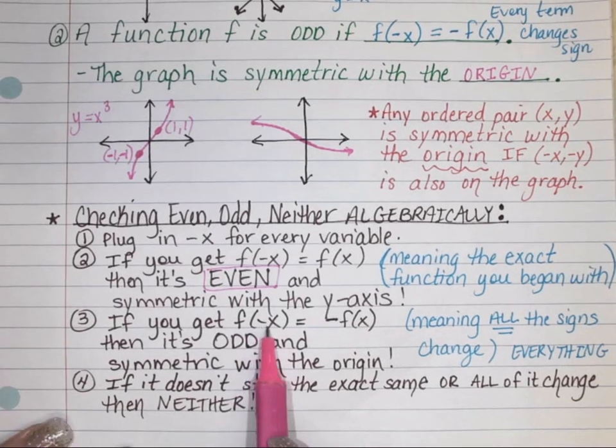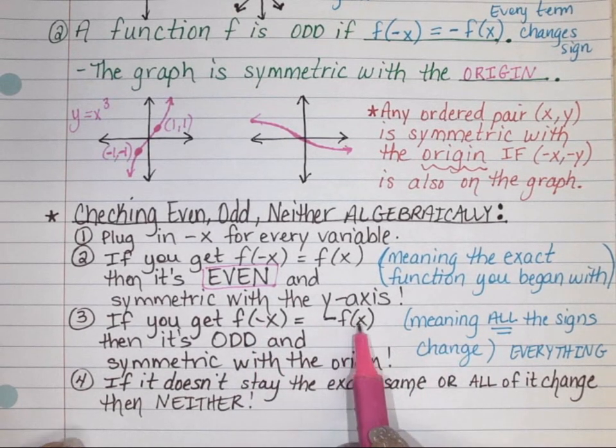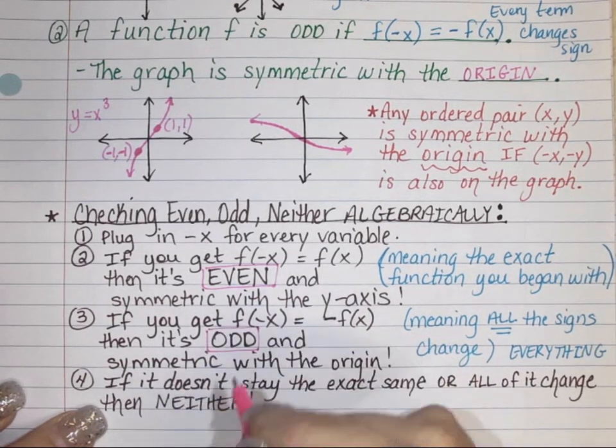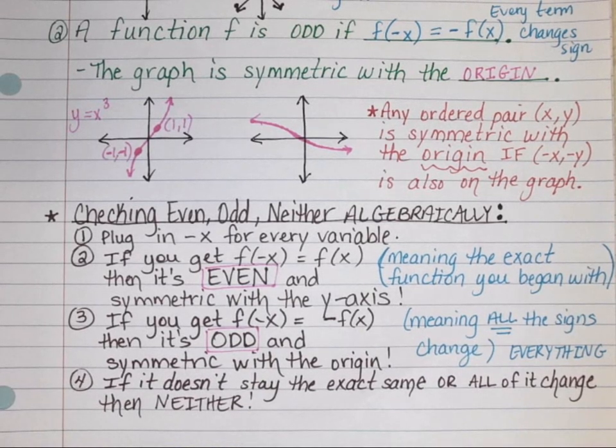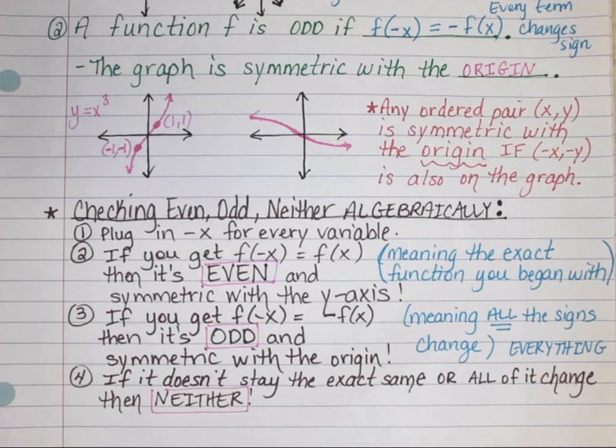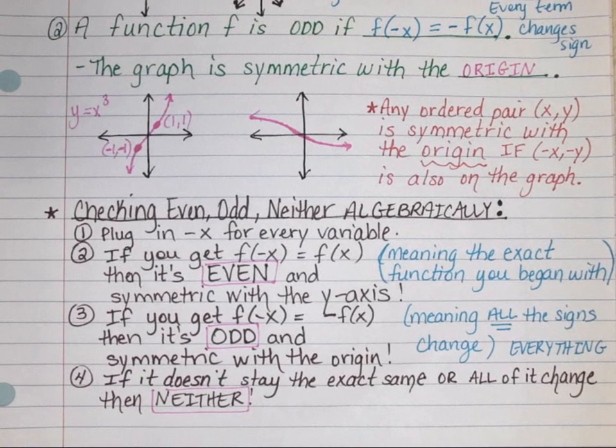If you plug in -x and you get that all signs change, then it's odd. All the signs have to change. So it either all has to stay the same or all the signs have to change. If it doesn't stay the exact same or all of it does not change, then it would be neither. So if you get the exact same equation, even; all the signs change, it's odd; and if some of it changes, it's neither.